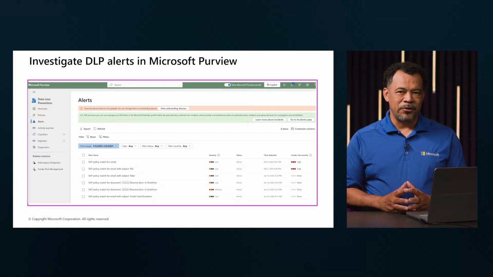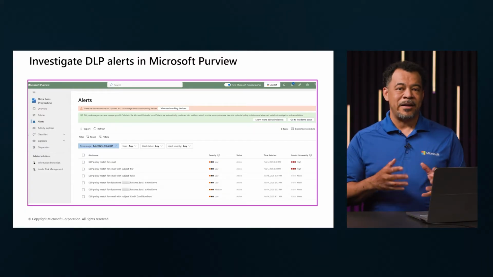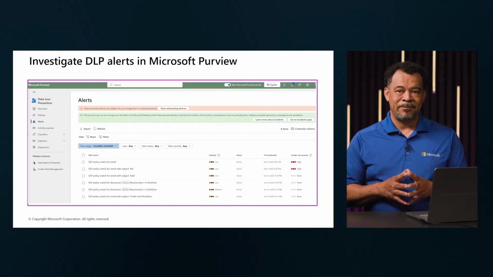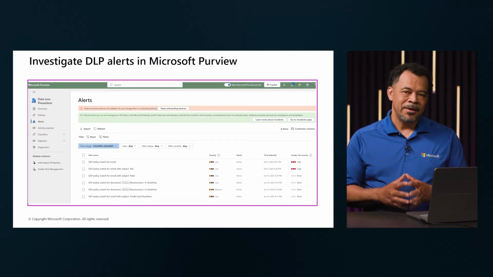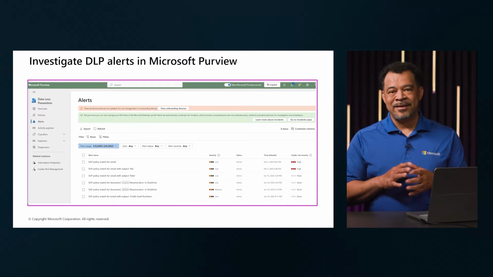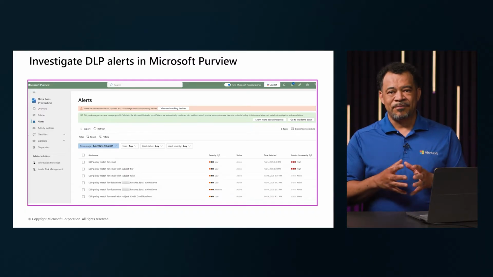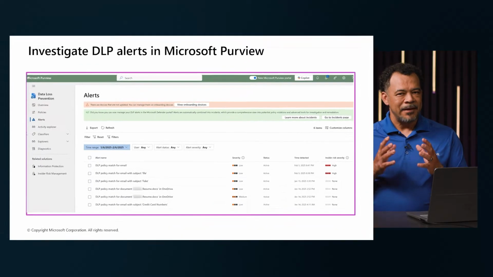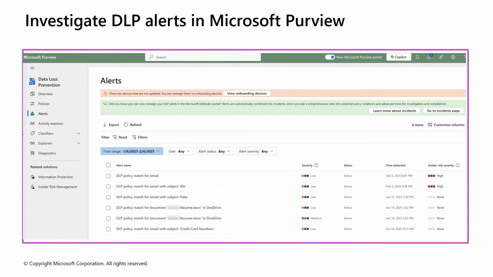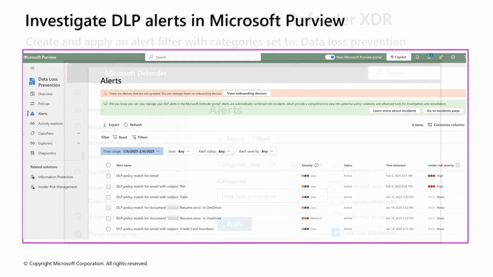For example, there are alerts for emails with subjects like file, fake, and credit card numbers, as well as documents like resumes stored in a OneDrive. Each alert entry includes key details like the severity level, ranging from low, medium, and so forth. There's a status, either they're marked active or not. The time they were detected, which are going to have timestamps on it, and an insider risk severity rating, which is marked as high in this instance here, and others are at none. It's essentially a dashboard that helps security teams quickly spot and respond to potential data leaks or policy violations.